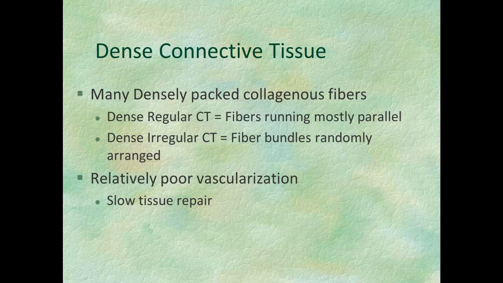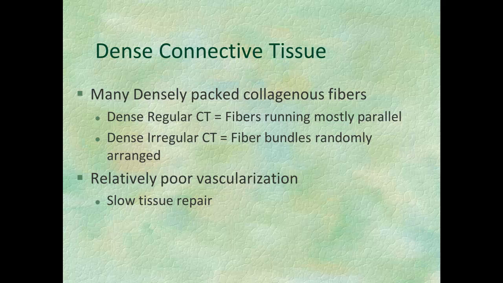Dense connective tissue tends to have a relatively poor vascularization. As a result, it tends to be slow to repair. This is why things like sprains, which are stretching and tearing of tendons and ligaments, tend to take a long time to heal, because they're mostly this dense connective tissue, and it takes a long time for these connective tissues to heal themselves.